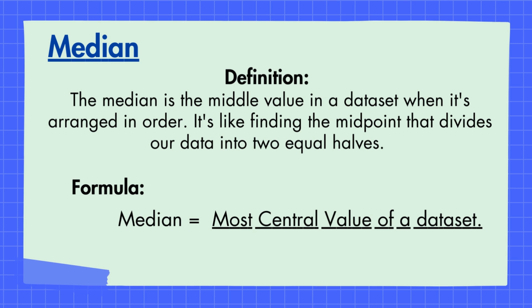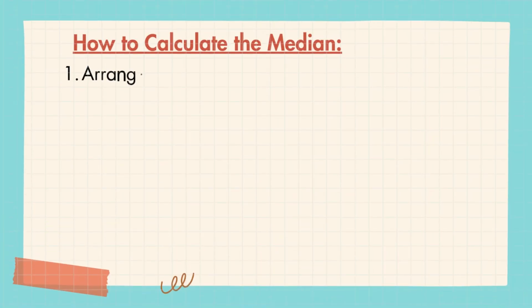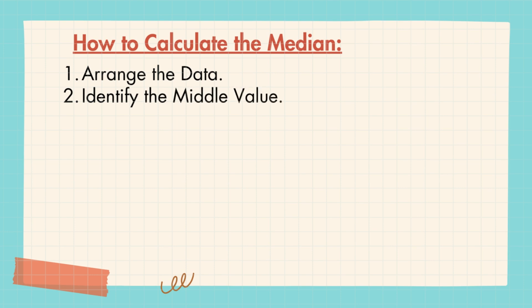To find the median, we have to do it in two steps. First of all, we have to arrange the data. Order the dataset from least to greatest. Secondly, we have to identify the middle value. If the dataset has an odd number of values, the median is the middle value. If it has an even number of values, the median is the average of the two middle values.